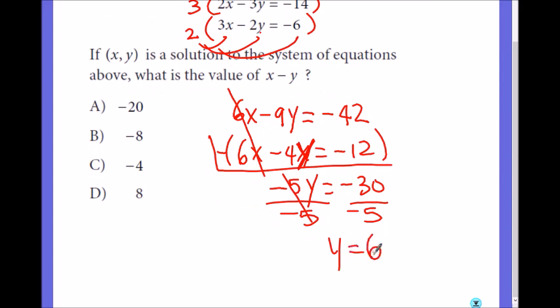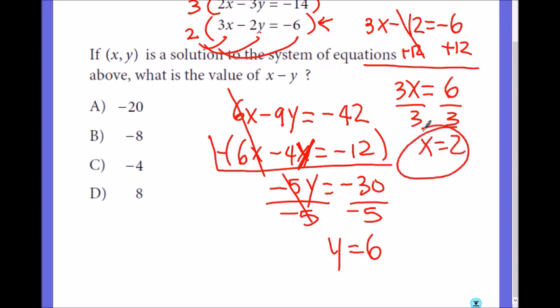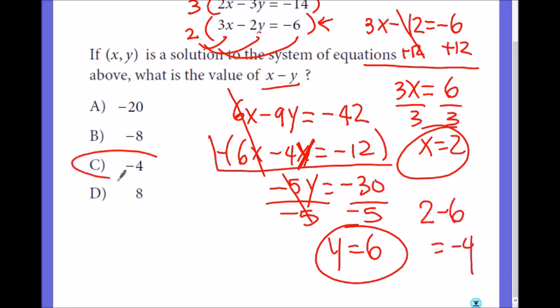Then you plug into one of the equations. Here, I'll do it to here. 3x minus 2 times 6, which is 12, equals negative 6. So add 12 to get 3x equals 6. So when you divide by 3, x is 2. So what's the question? x minus y. So 2 minus 6 is negative 4. So C.